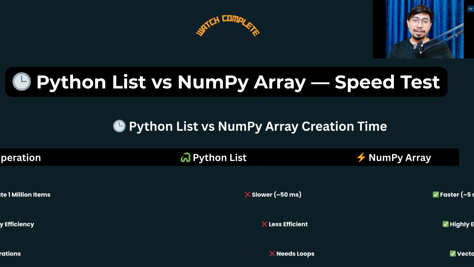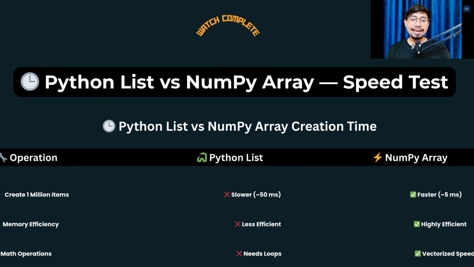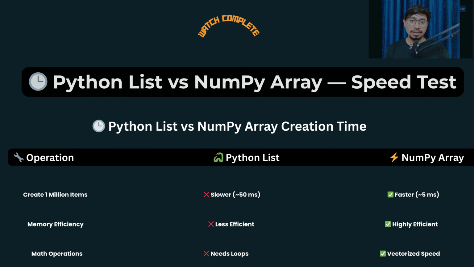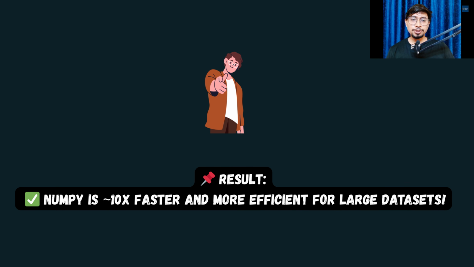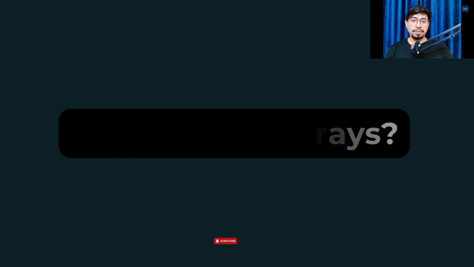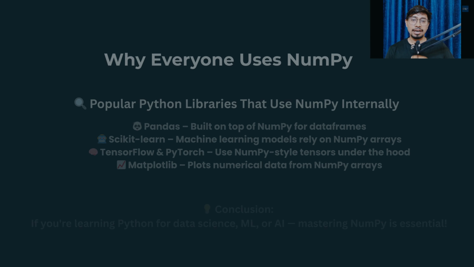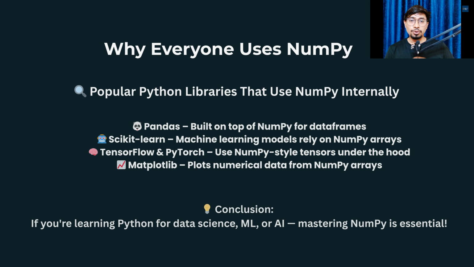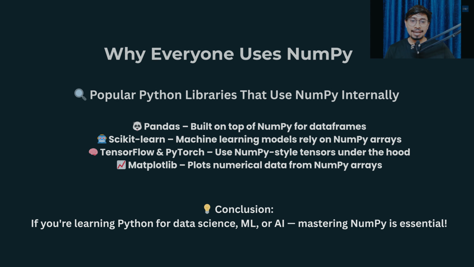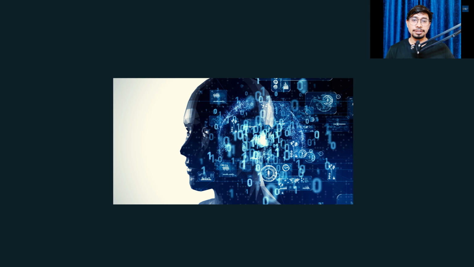Python lists are good, but NumPy arrays are next level. I will show you exactly how to create them the right way. Stay till the end. Why NumPy arrays? NumPy arrays are faster, more memory efficient, and essential for data science, machine learning, and numerical computing.